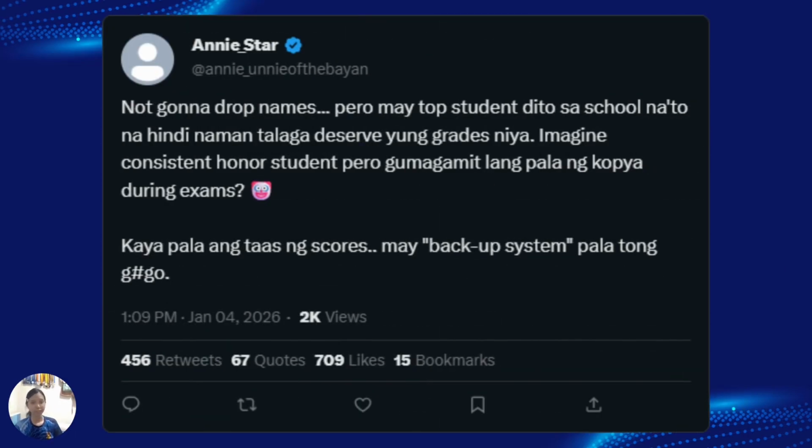So, according to her, not gonna drop names pero may top student dito sa school na to na hindi naman talaga deserves yung grades niya. Imagine consistent honor pero gumagamit lang pala ng kopya during exams. Kaya pala taas ng scores, may backup system daw. So, the post spreads quickly, gaining attention, reactions, and engagement. Dami namang retweets, madaming comments, shares, and likes. And from Linda Walker to issue starter, biglang dumami ang talker at mas dumami ang stalker.